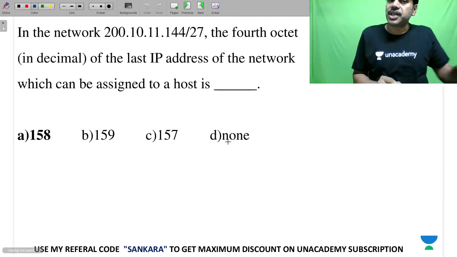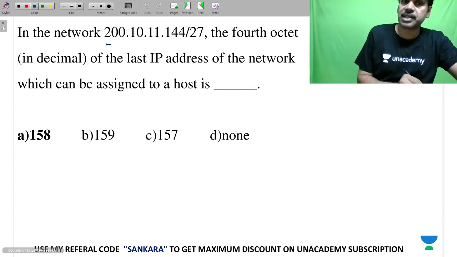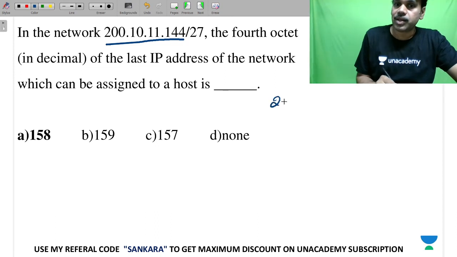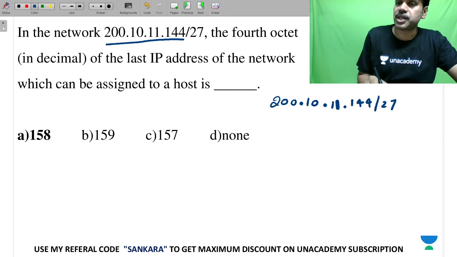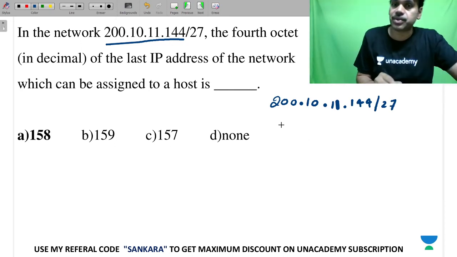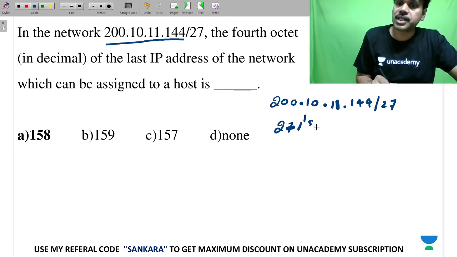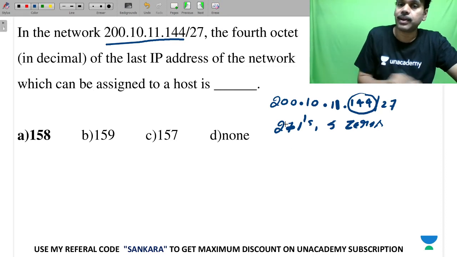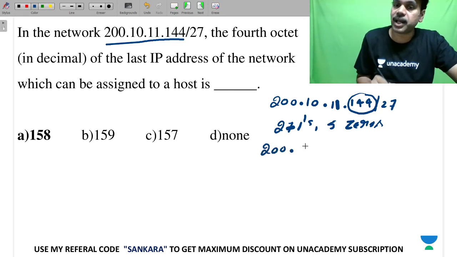So /27, by giving this number, the same: first address, last address is asked. 200.10.11.144/27. What is the meaning of /27? 27 ones and 5 zeros. 5 zeros means this octet you just write in binary. Remaining are NID only. So therefore 200 is NID, 10 is NID, 11 is NID.